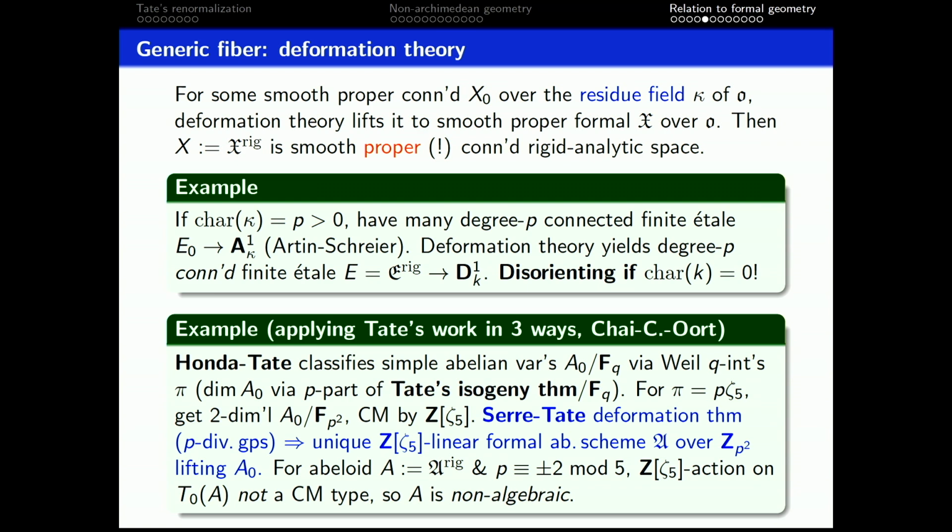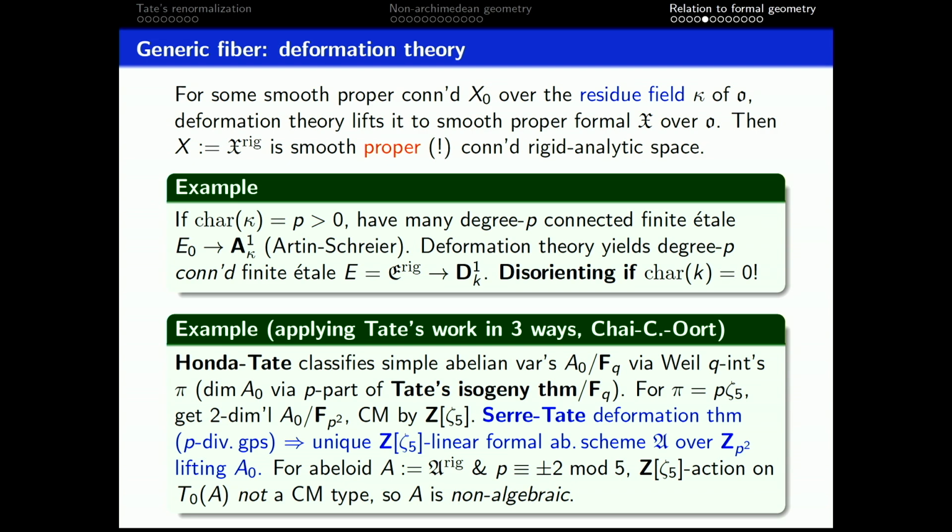If you take its generic fiber, it's an abelian surface. It's like a two-dimensional complex torus, but it's over a p-adic field. It has an action by a quartic number field. But if the prime is plus or minus 2 mod 5, then one can show that the action of this on the tangent space is not a CM type. And therefore, this is non-algebraic.